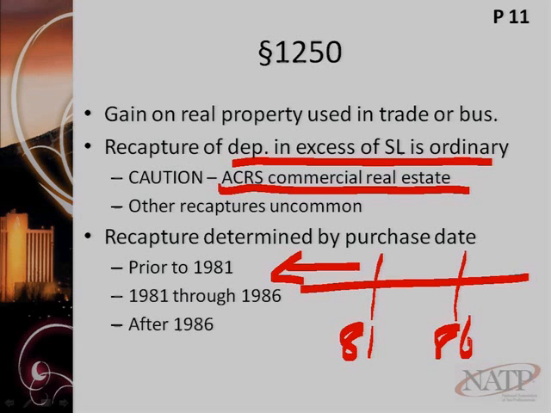And what happens to the residential property? It's the same as the old rule. It's the accelerated over straight line in the ACRS period. Here's the neat thing. From 86 on, there is no recapture. There is no recapture.